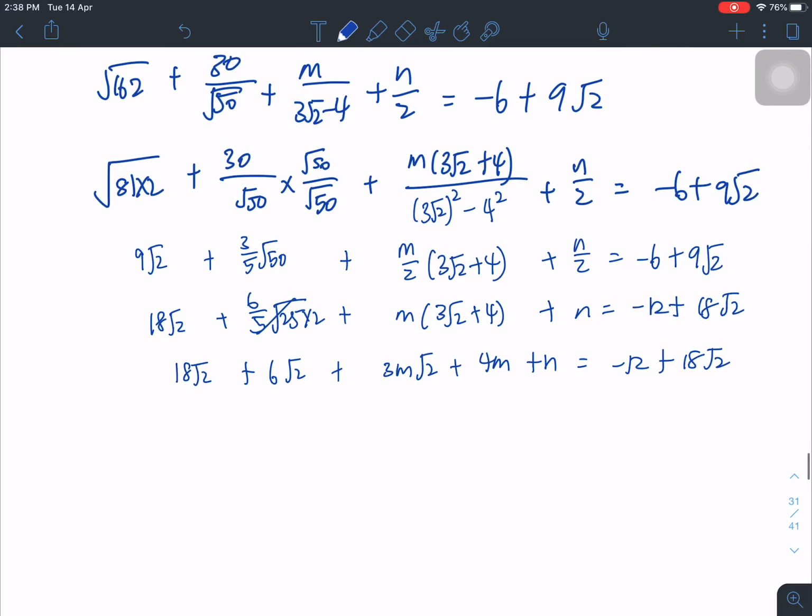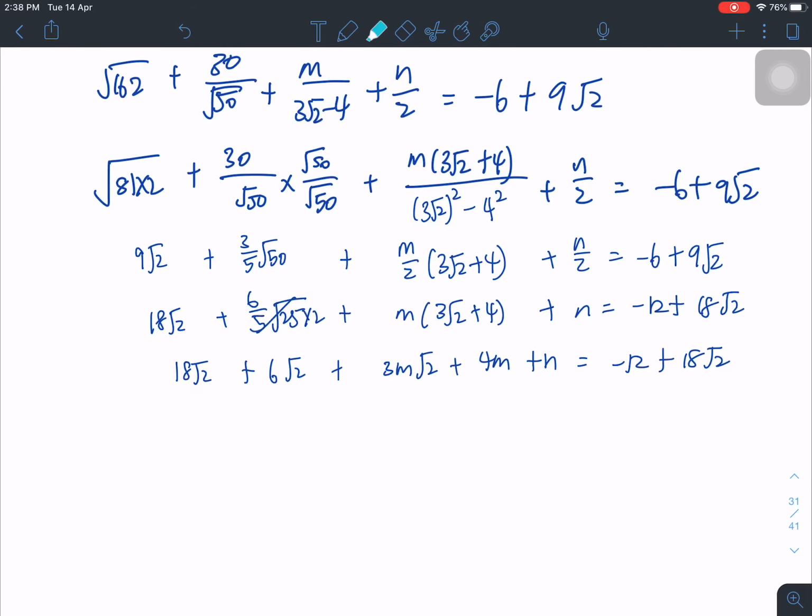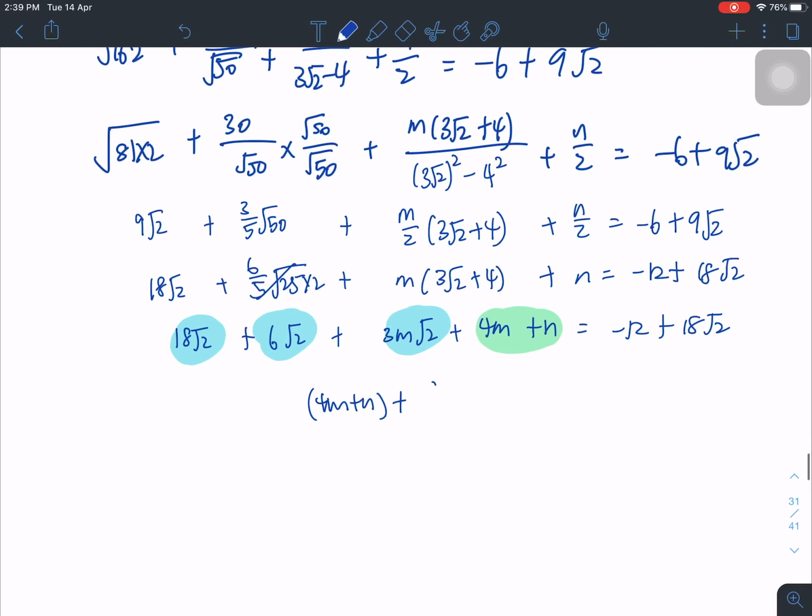So in this case, what we are going to do is simply collect all of the root 2 terms, and collect all of the constant terms. So we have 4m plus n plus... you realize that root 2 is the common factor. We can simply factorize. This would be (18 plus 6 plus 3m) root 2, and it equals the right hand side.